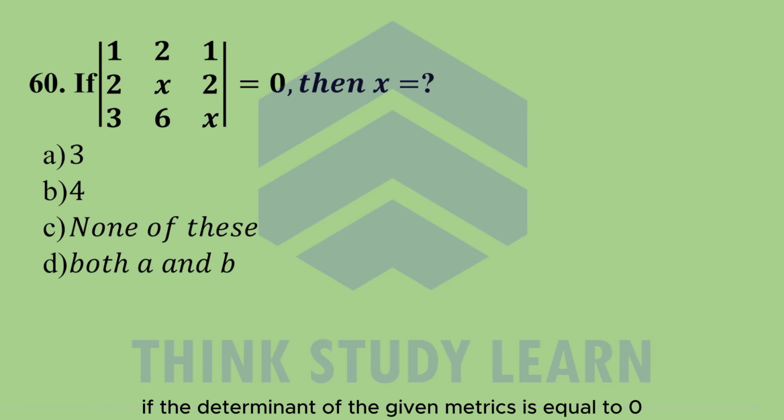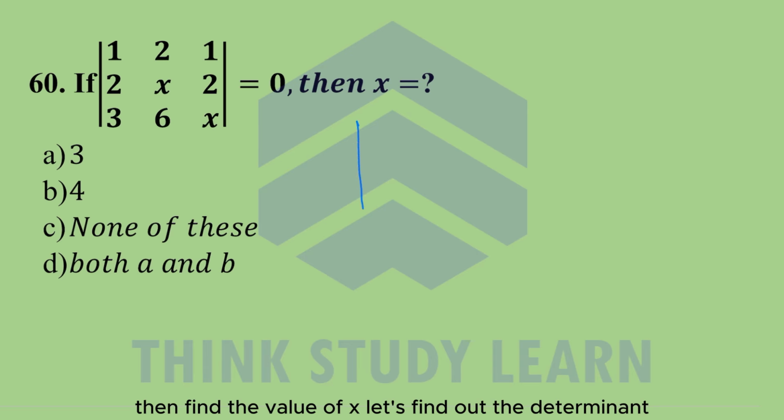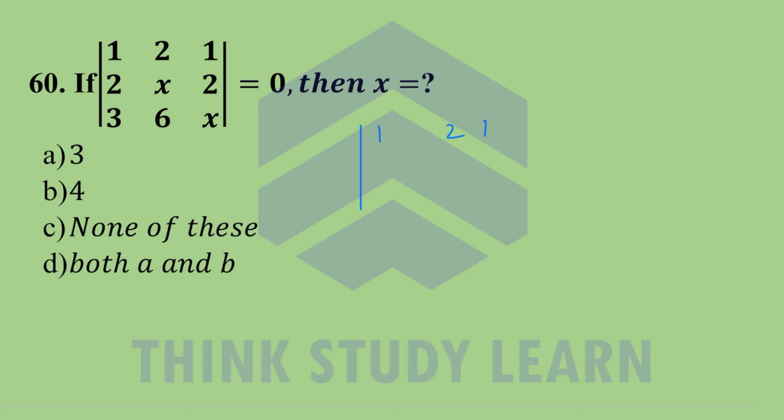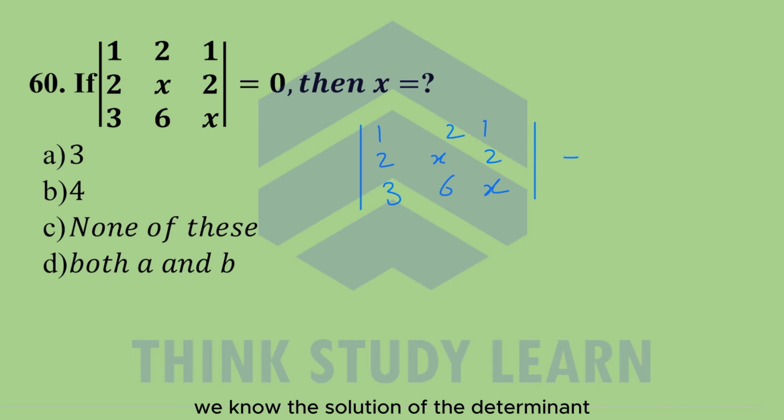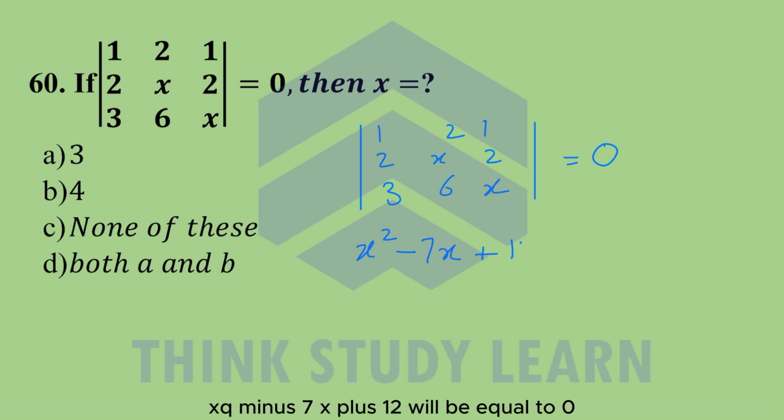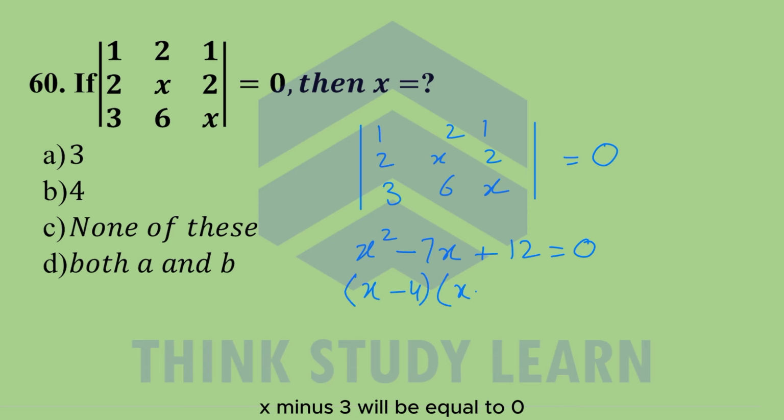If the determinant of the given matrix is equal to 0, then find the value of x. Let's find out the determinant. 1, 2, 1, 2x and 2, 3, 6x. We know the solution of the determinant. I'll write down the equation directly. X square minus 7x plus 12 will be equal to 0. Then making factors, x minus 4, x minus 3 will be equal to 0. That will give us two values of x. One is 4 and the other one is 3. So 3 and 4, both A and B. D option is the correct one.